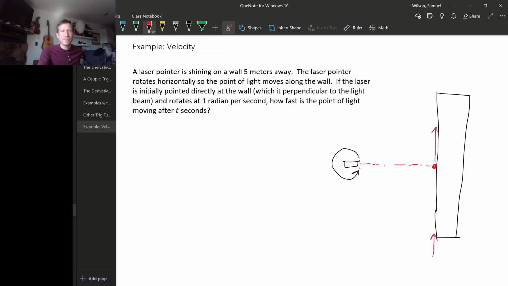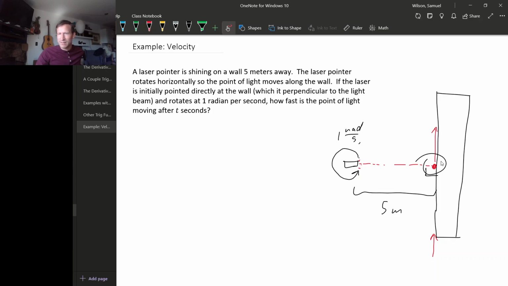All right, so the wall is 5 meters away from the laser pointer, and initially it's pointing directly at the wall so that it's perpendicular, like this, and it's rotating at 1 radian per second. Let's find how fast this point of light is moving as a function of time.